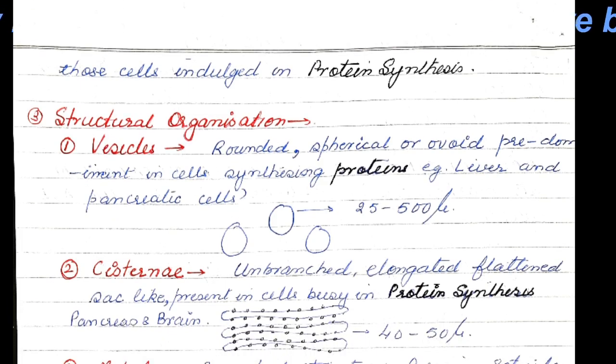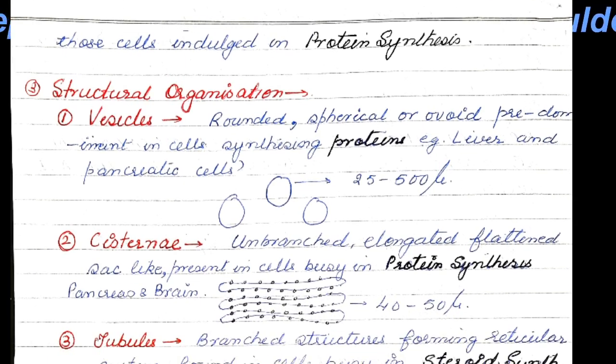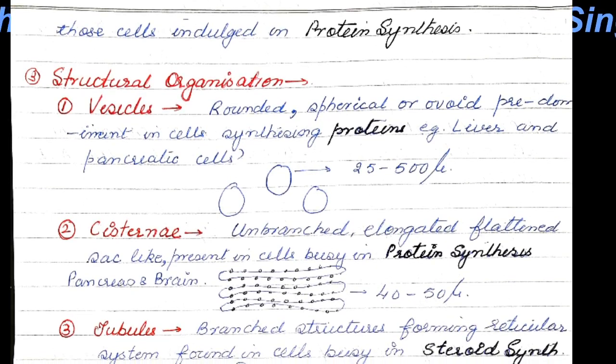Another physical form in which the endoplasmic reticulum exists is cisternae. Cisternae, as you can view in the slide, are unbranched, elongated, flattened sac-like, present in the cells which are busy in synthesizing proteins. For instance, the cells of pancreas and brain have a huge number of cisternae enclosed in their cells. They are around 40 to 15 microns in dimension.